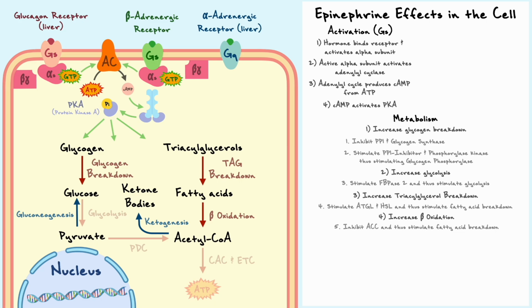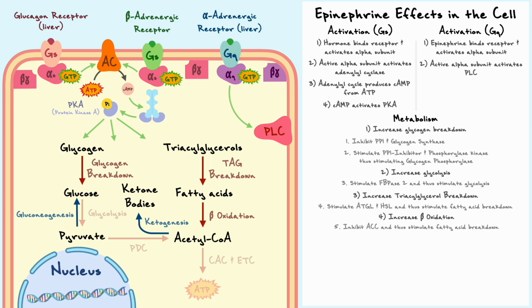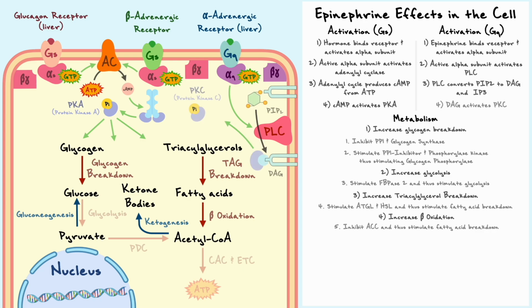Now, when it comes to the alpha adrenergic receptor, the Gq pathway starts in a similar fashion to the Gs pathway. The binding of epinephrine activates the receptor and the associated alpha subunit. Instead of activating adenylyl cyclase, the alpha q G protein activates a membrane protein called phospholipase C, or simply PLC. When active, PLC cleaves PIP2 into diacylglycerol and IP3. Diacylglycerol is responsible for activating protein kinase C, and IP3 is responsible for opening calcium channels in the endoplasmic reticulum. With respect to the pathways that we have here, PKC enhances glycogen breakdown by further inhibiting glycogen synthase.